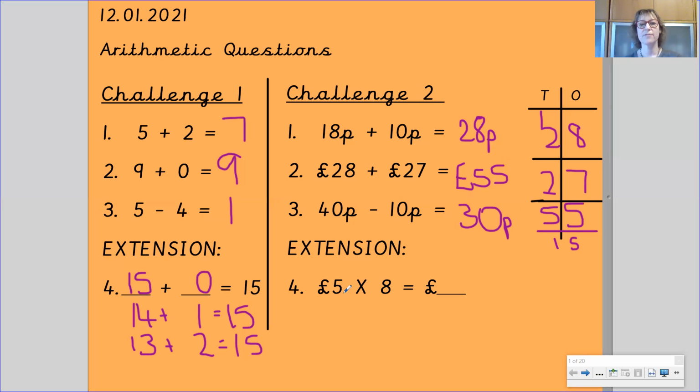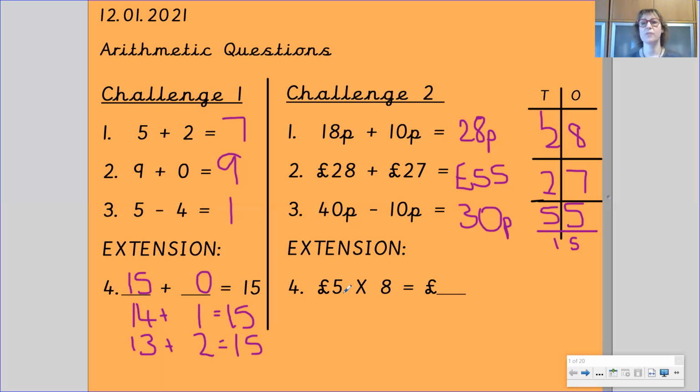And my extension, £5 times 8. So again, I'm going to ignore my pound sign until I've got the answer. I'm not very good at my 8 times table. So because multiplication is commutative, I can change those numbers round and I can do 8 times 5.